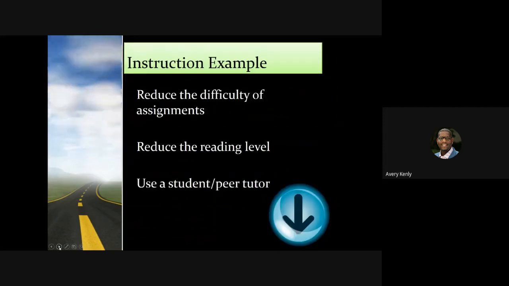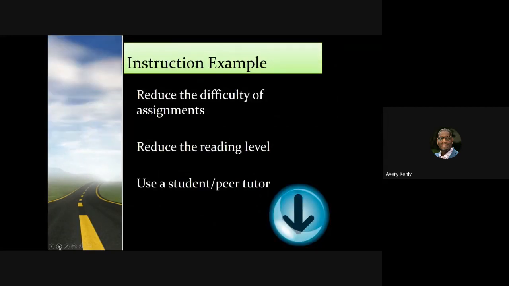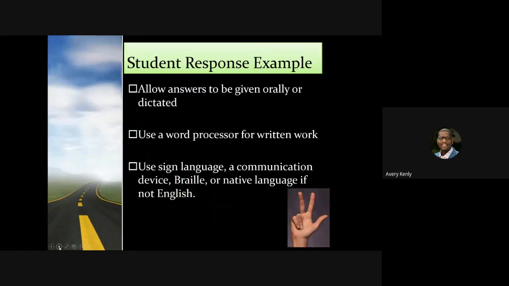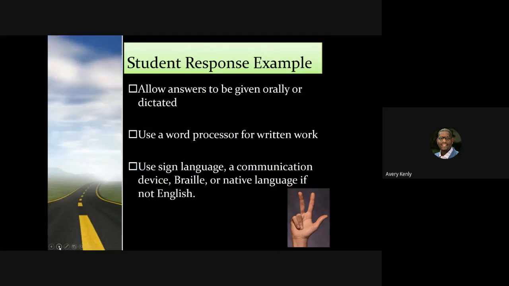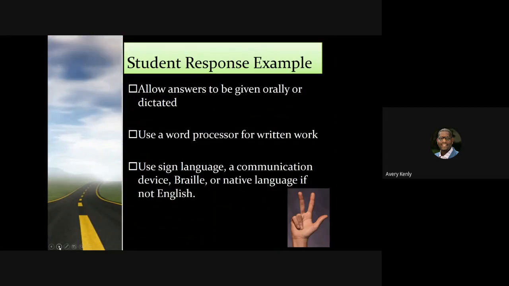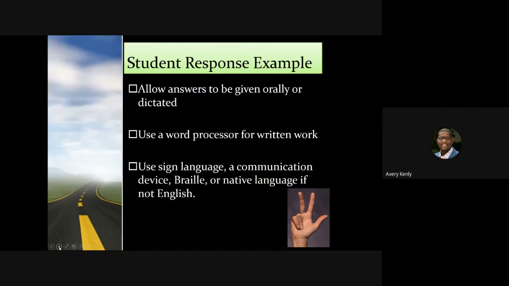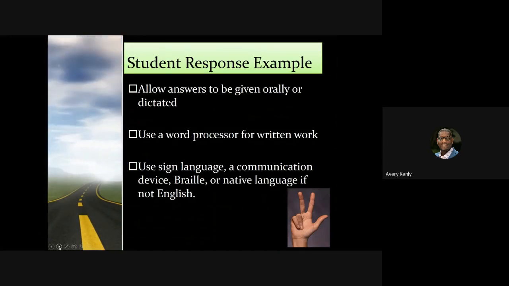Here are examples for instruction: to reduce the difficulty of assignments or the reading level, and in some cases to allow students to use peer tutors. And finally, student response examples. So allowing students to give a response orally or through dictation, using a word processor for written work, or using sign language, a communication device, Braille, or native language, if not English. So these are 5 different types of accommodations that help students reach the standard.